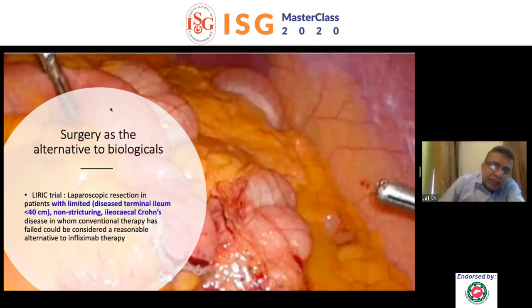I would say that there's a trial which came up from the Netherlands which clearly showed that if it is limited disease, less than 40 centimeters, laparoscopic ileal resection was as good as infliximab. In other words, it can be a very good alternative. And obviously, for an Indian setting, it would be less expensive also. So you can clearly go for that. But remember, post-operative recurrence would be there. You have to manage that.